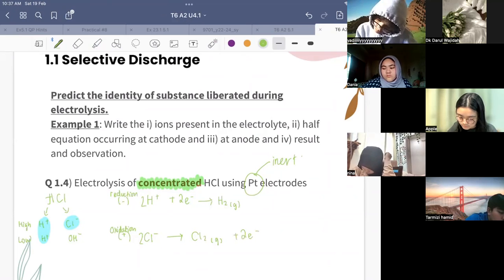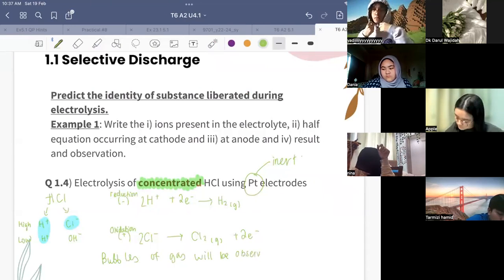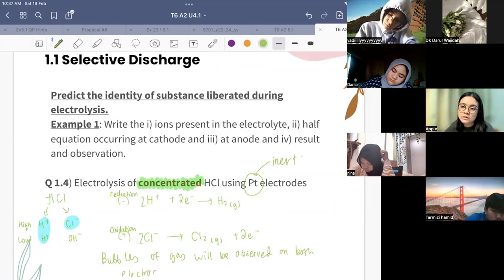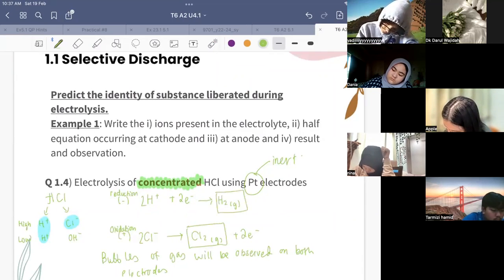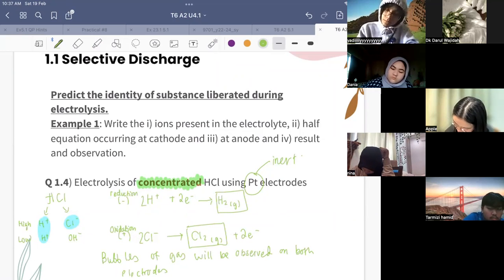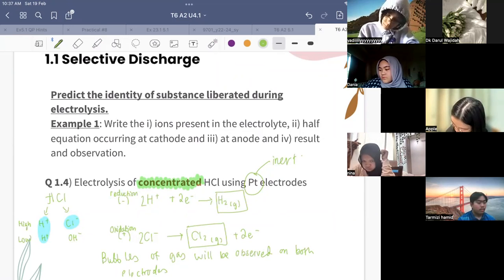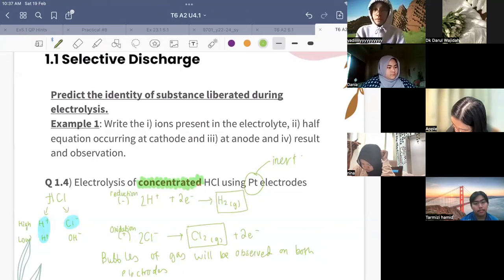In terms of observation, bubbles of gas will be observed on both electrodes, because we are producing chlorine gas and hydrogen gas on each electrode. So you would observe gases being formed. Okay, so that's all our practice for selective discharge. We will now move on to the second part.